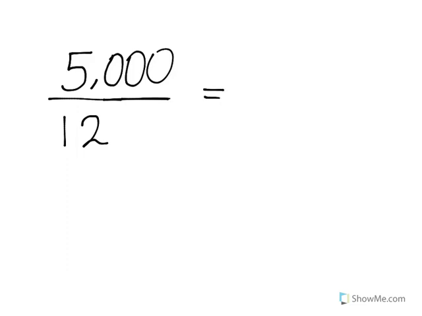12s into 5 don't go at all. Remembering that this is sweets, sweeties, and the bottom one is people. And 12 people can't share 5 sweets without having to suck on each other's sweets, which we don't like doing. So it goes 0 times, nobody gets any sweets, and all those 5 sweets move over to the next number.